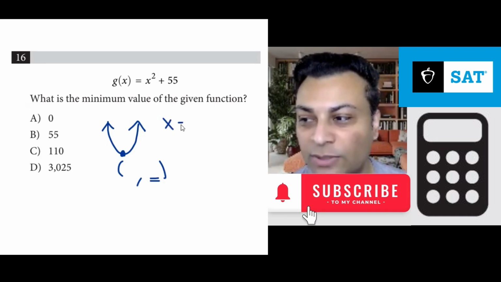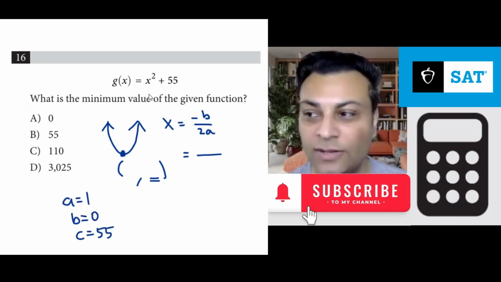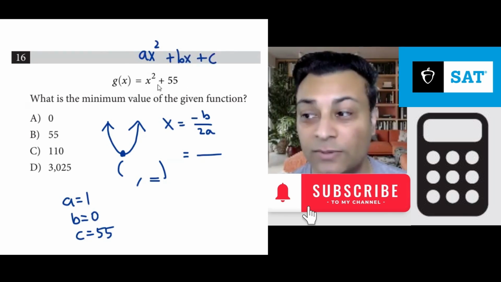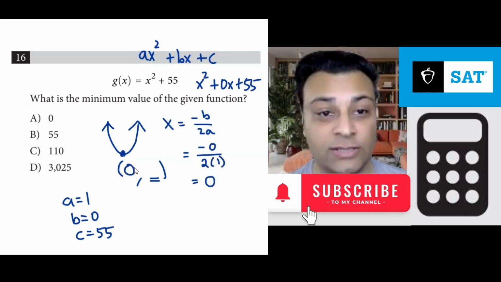We can use negative b over 2a to find the x coordinate. And the b in this case is 0. Let's be really careful because a is 1, b is 0, and c is 55. Be careful, b is 0 because that b is the coefficient of the x term. When you have ax squared plus bx plus c, the b in this case is 0 because this can be written as x squared plus 0x plus 55. So negative 0 over 2 times 1 comes out to 0. So the x coordinate of the vertex is 0.